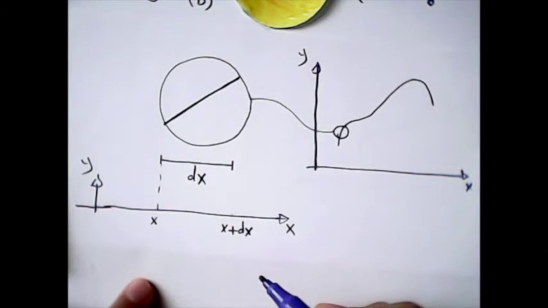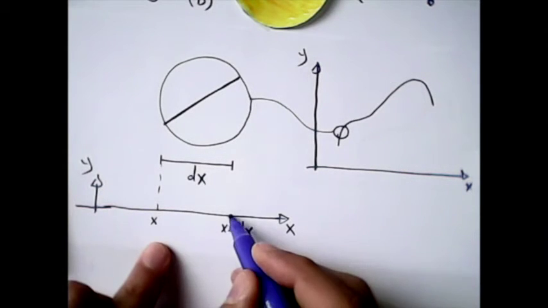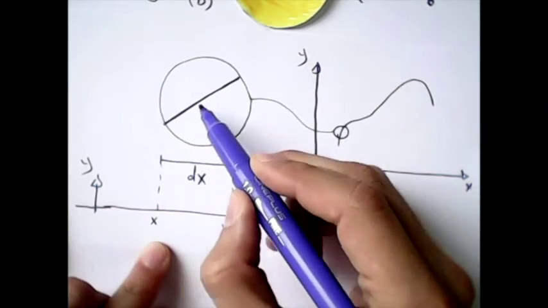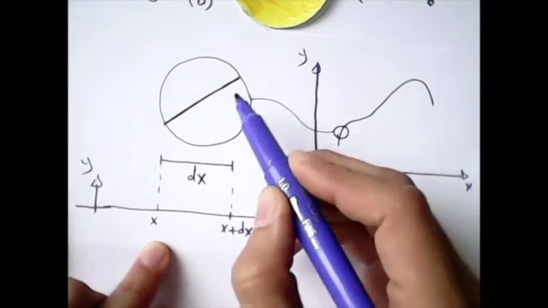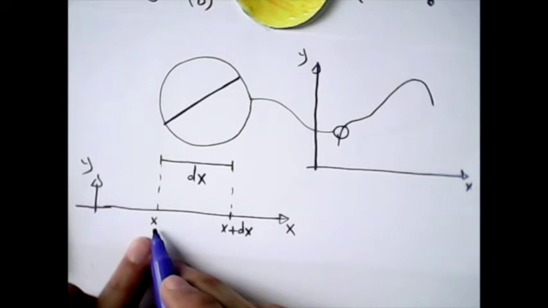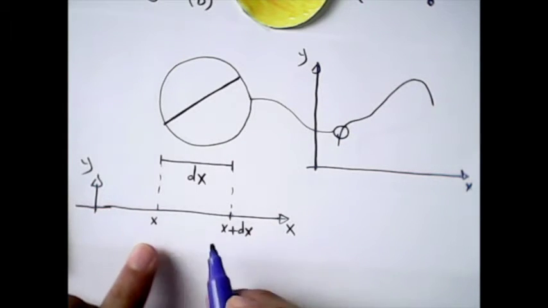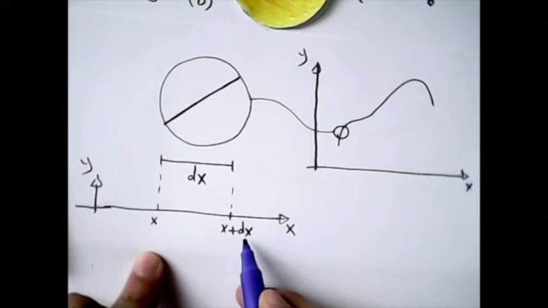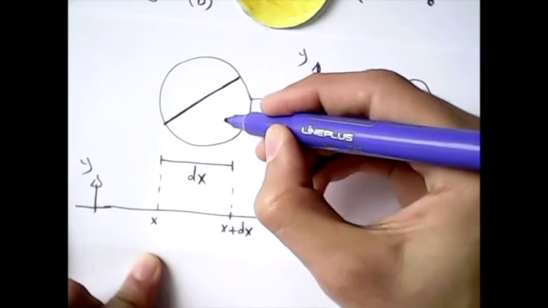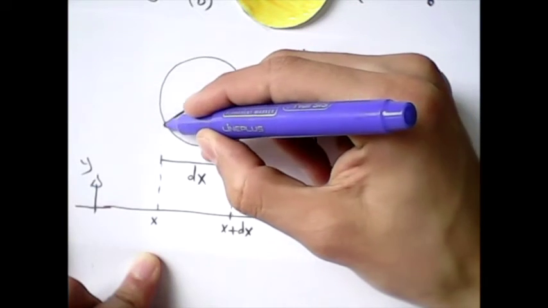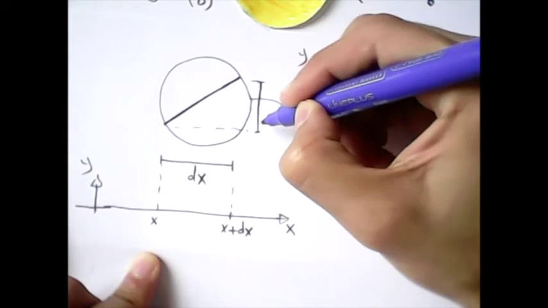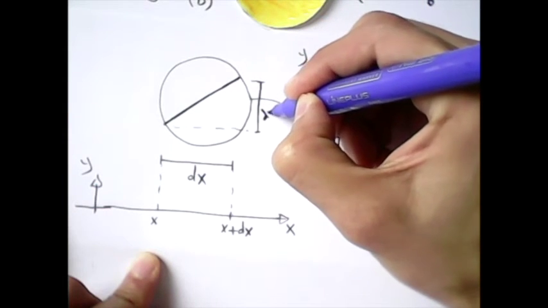Now let me ask the first question one more time, this time differently. The question is how much we go up the mountain, this is a part of the mountain, as we go from x, some point, to x plus dx. As we go infinitesimally forward, how much we go up. The answer is this value, and I'm going to call it dy.